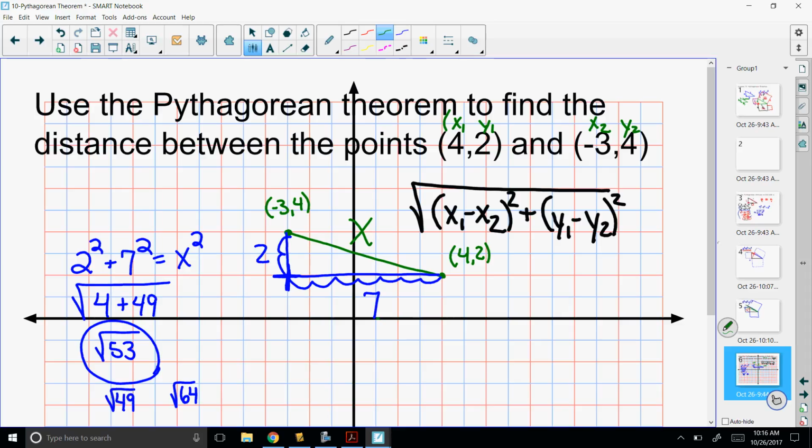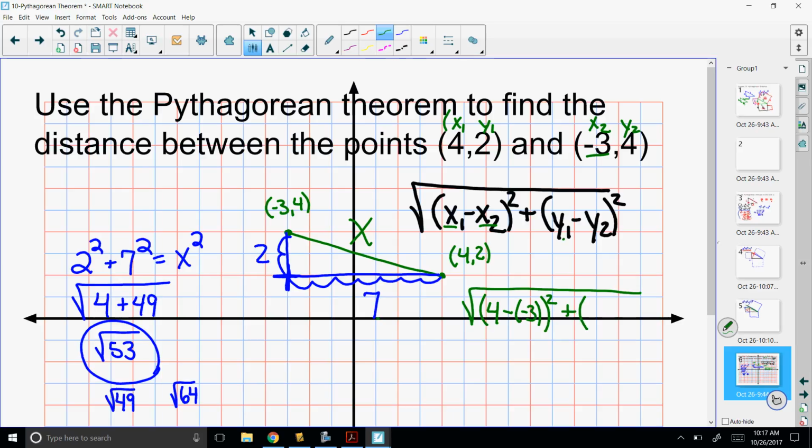Use the formula. The square root of, what's the first x value? 4 minus the second x value, which is negative 3. Did I do that right? 4 and 4, 2. X value, yes I did. Sorry, just threw me off there for a second.